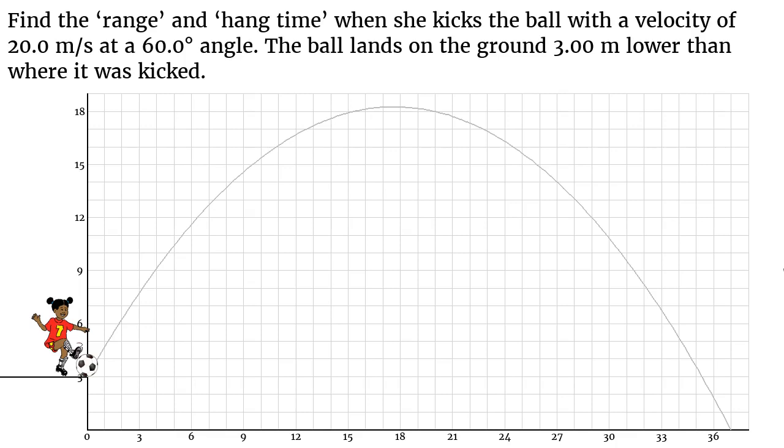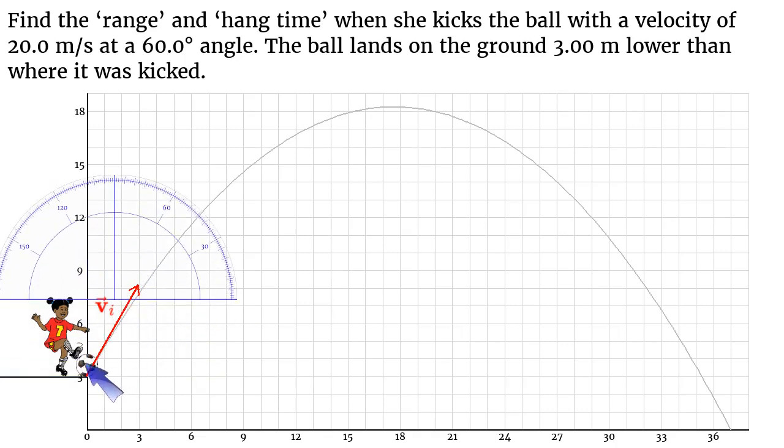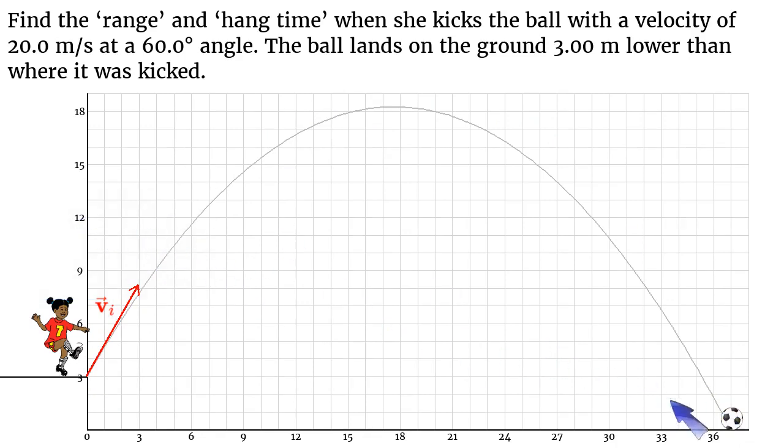So we've illustrated what's going on here. The soccer player is going to kick the ball. The initial velocity is going to have a direction of 60 degrees. It's going to follow an arc, and we'll learn later that the arc is actually parabola shaped. And then it's going to land on the ground. The point of landing, according to the question, is 3.00 meters lower than where it was kicked. Since I've drawn the x-axis along the ground where the ball is landing, I've put the initial position of the ball 3 meters above the ground.